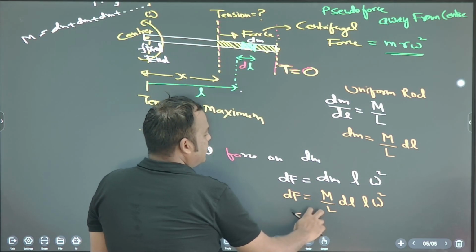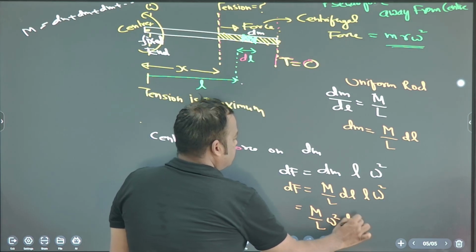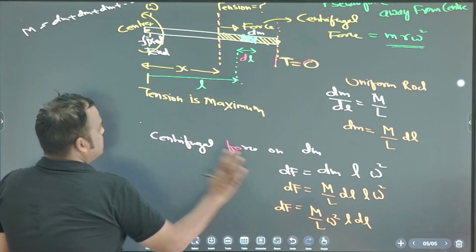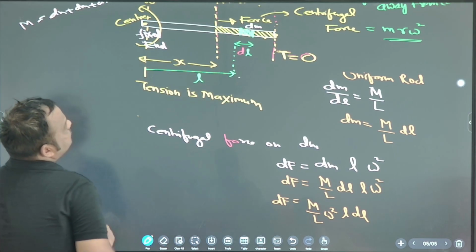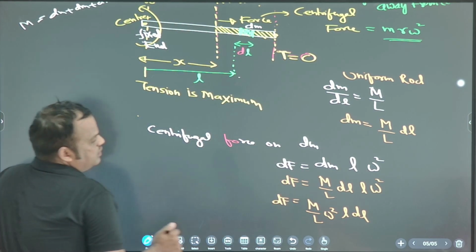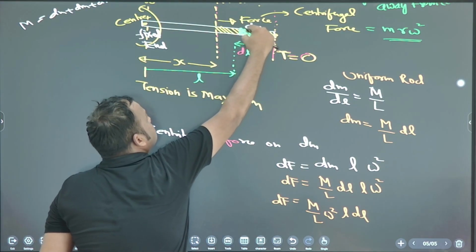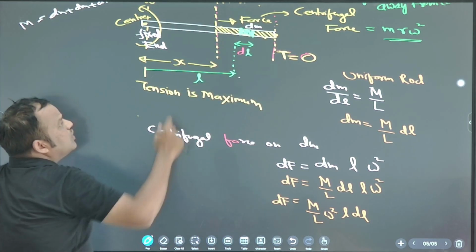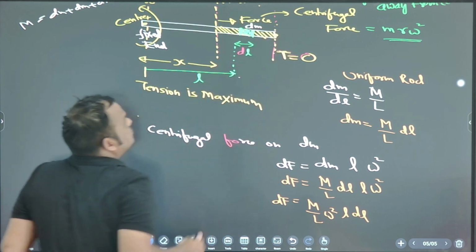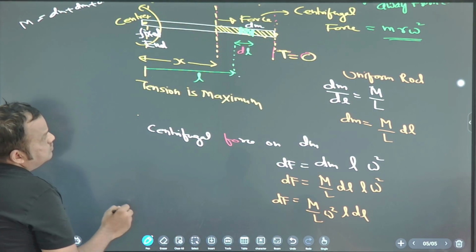So M by L, now you have to do integration. So M by L omega square L dl. So this is dF. Okay, clear? This is dF, the centrifugal force on this part only. Now I want the centrifugal force on this part, that yellow part. So you have to integrate.